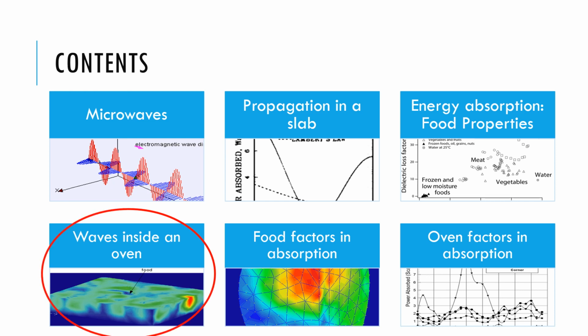The other sections are introducing microwaves and their propagation in a slab, talking about food properties, which is the video just before this, then food factors in energy absorption, which is the video just following this, and finally the oven factor in absorption. So this one would just talk about waves inside an oven.